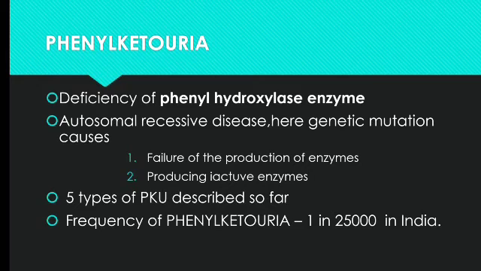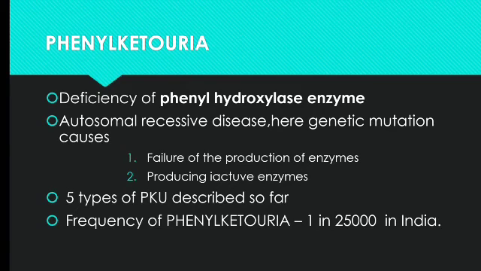So now the clinical aspects. Here, phenylketonuria is due to the deficiency of phenylalanine hydroxylase. The phenylalanine hydroxylase is the enzyme we know, right? It will add the OH group to phenylalanine so that it will produce tyrosine. Okay, and it is considered to be an autosomal recessive disease. Here, the genetic mutation may cause the failure of production of the enzyme or the production of an inactive enzyme. There are nearly 5 types of PKU described so far.